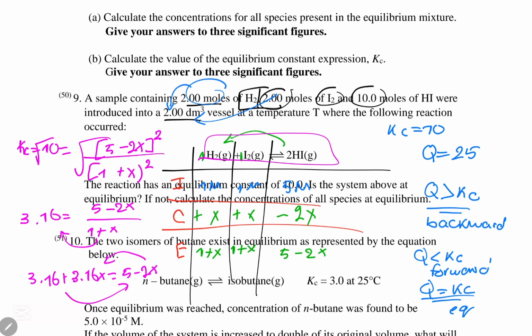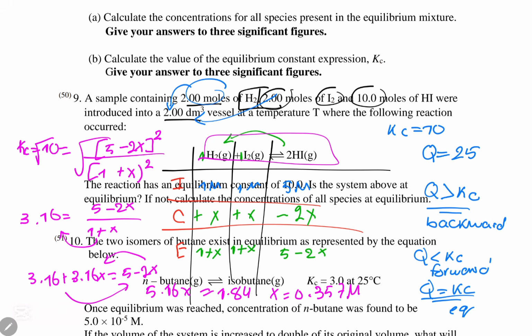2 plus 3.16, that's 5.16. 5.16x is equal to 5 minus 3.16. What's 5 minus 3.16? 1.84. So x, it's equal to what? It's equal to 1.84 divided by 5.16. I got an answer of 0.357 molarity. So this is the value of x.